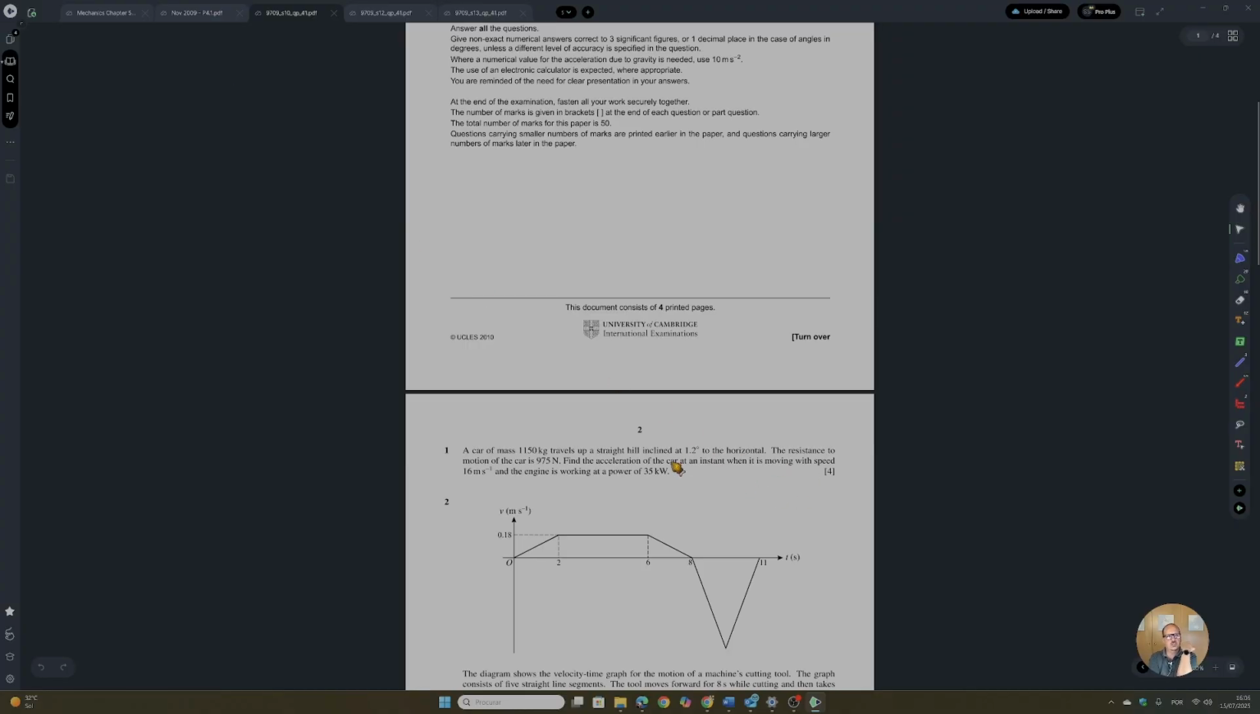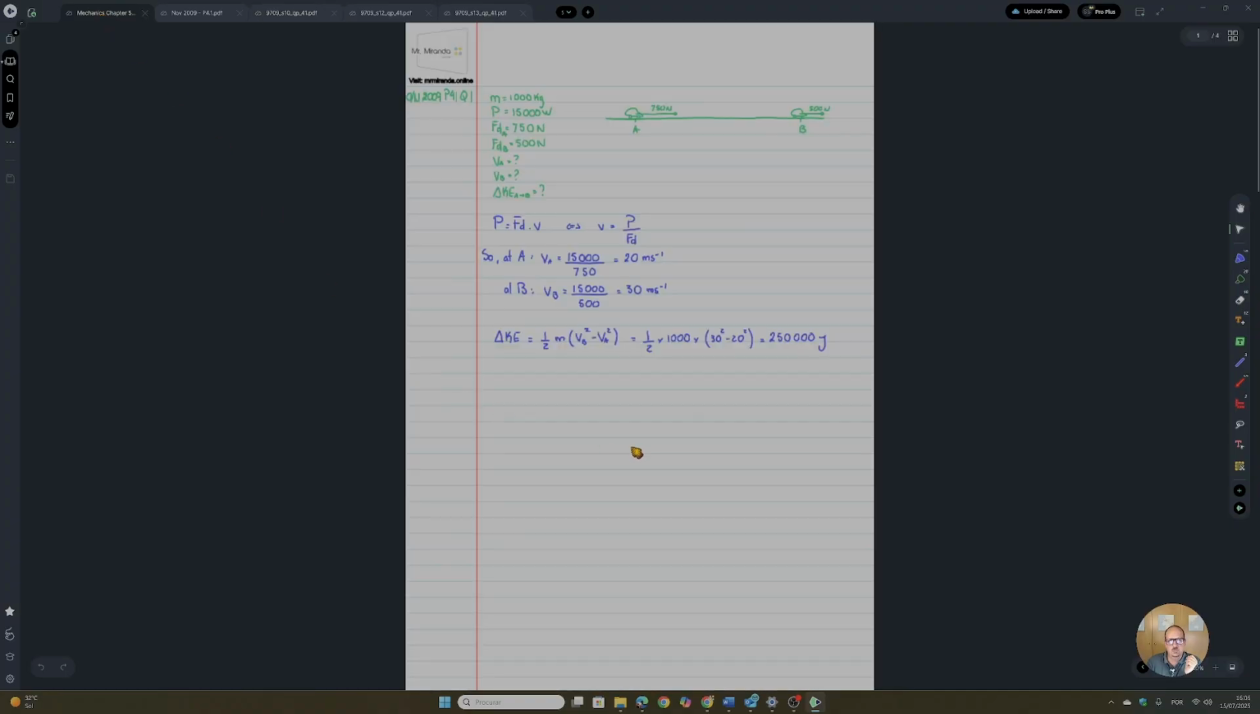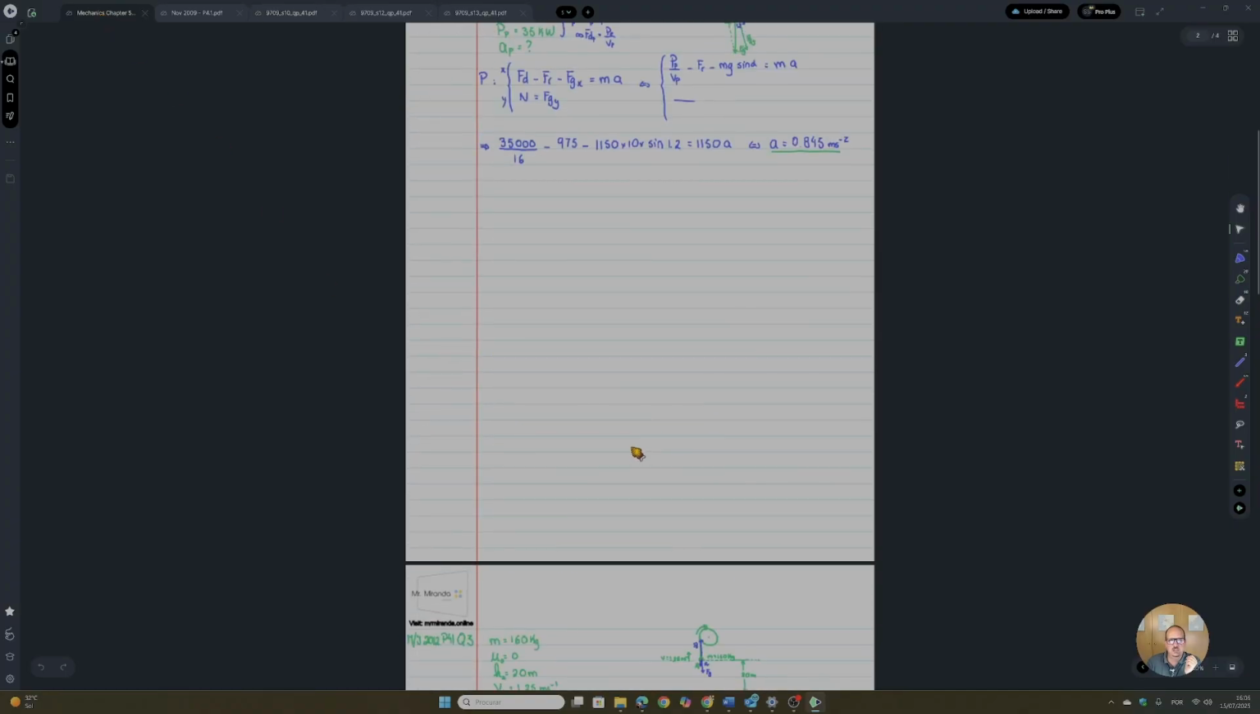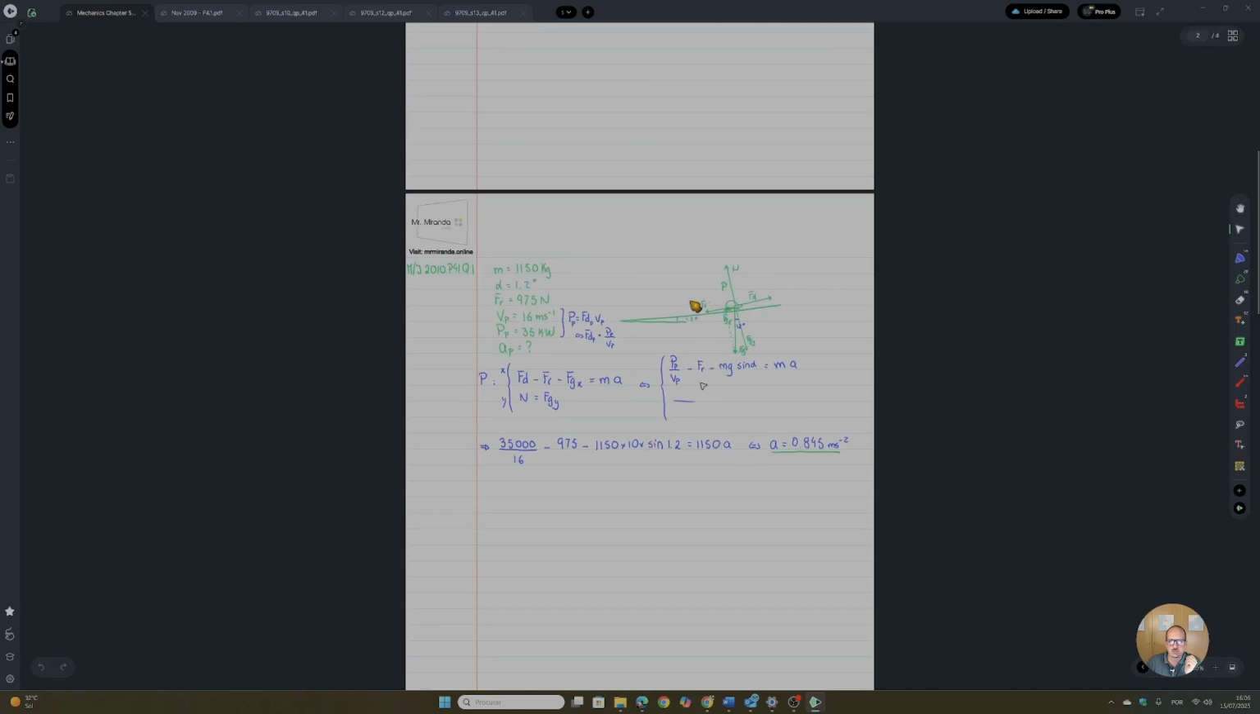This is from spring 2010, question paper 41. A car of mass 1,150 kilograms travels up a straight hill inclined at a 1.2 degree to the horizontal. The resistance to motion of the car is 975 newton. Find the acceleration of the car at an instant when it is moving with speed 16 meters per second and the engine is working at a power of 35 kilowatt. I've written all the numerical information again over here, and I made a diagram. Okay, you have a small inclination now.